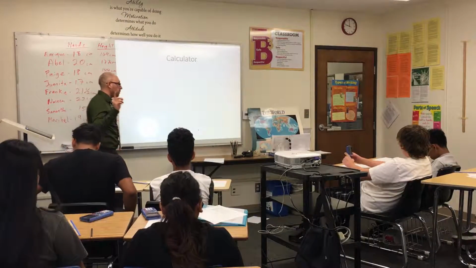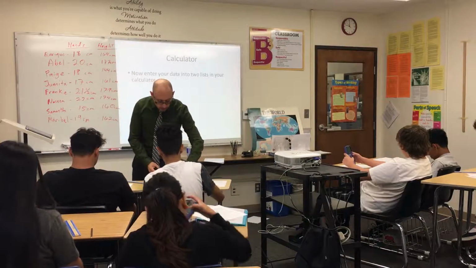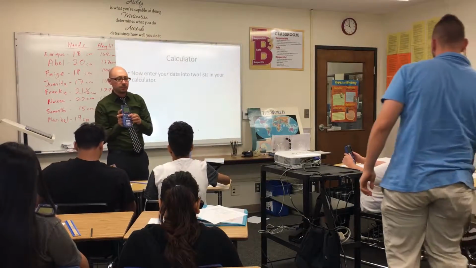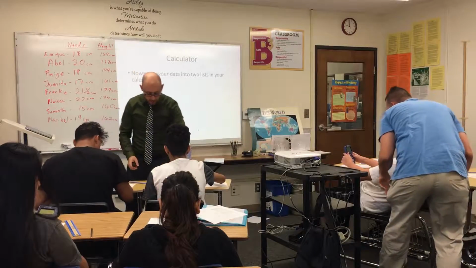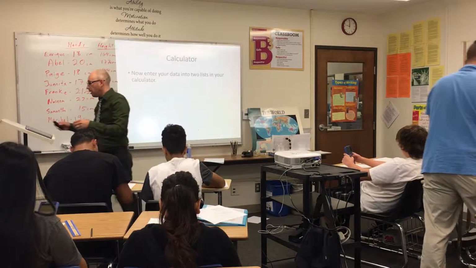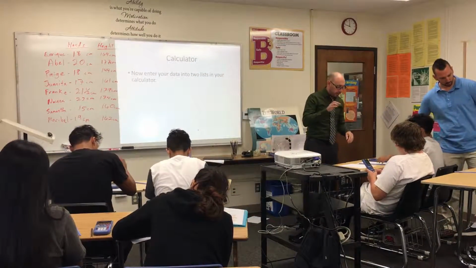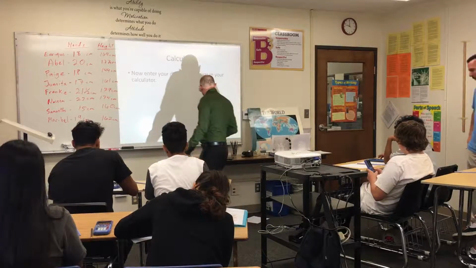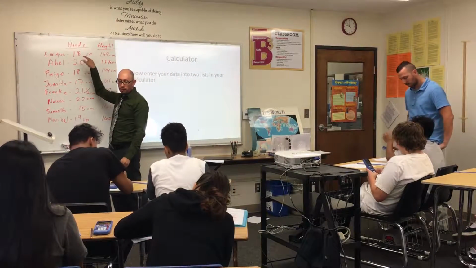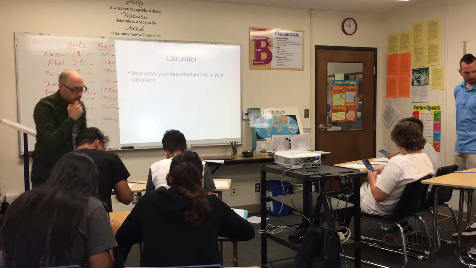Awesome. So first, press the button that says list. It is located right here in the middle. It says list. Once you turn it on, press list. So down at first, where it says L1, on L1, we're going to type in this first column. So let's put in 18, type 18, and press enter.